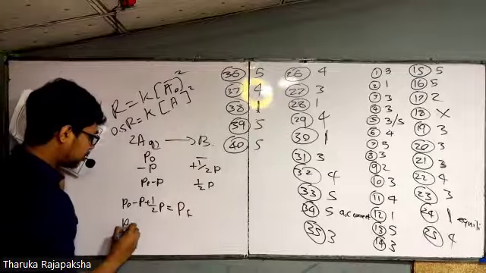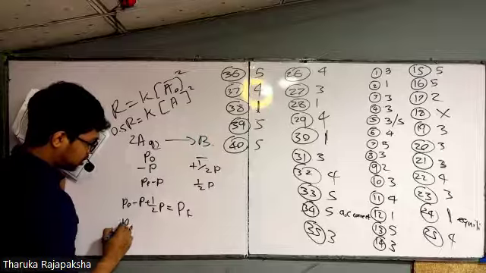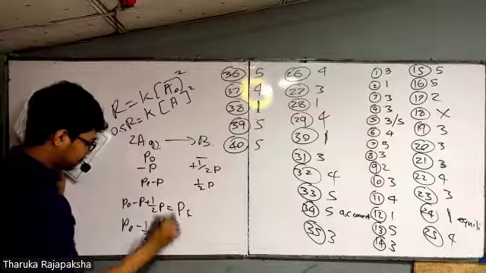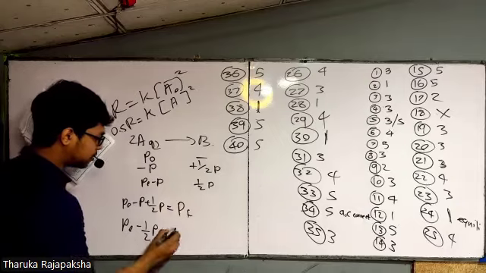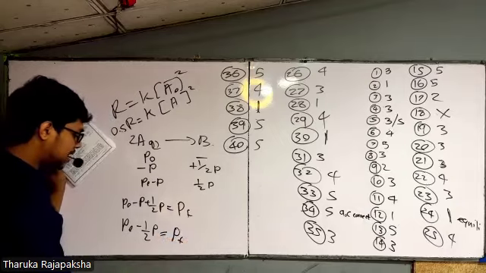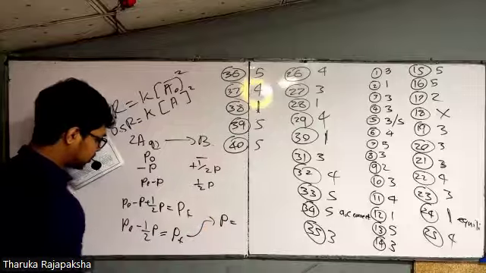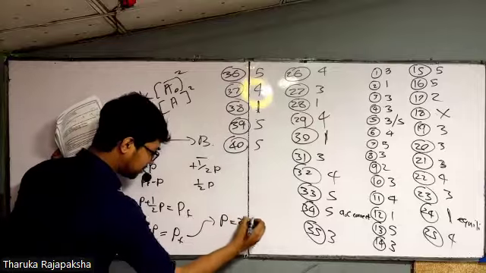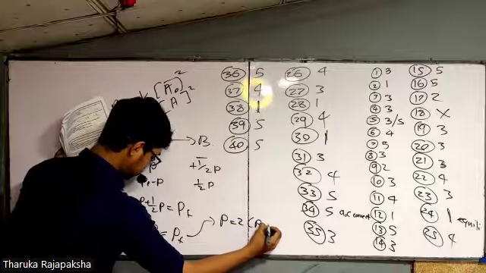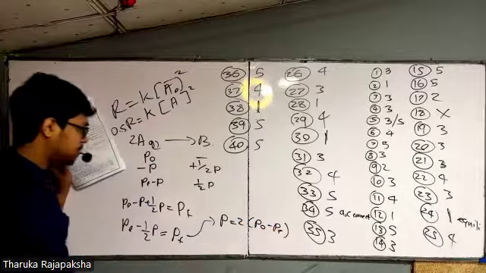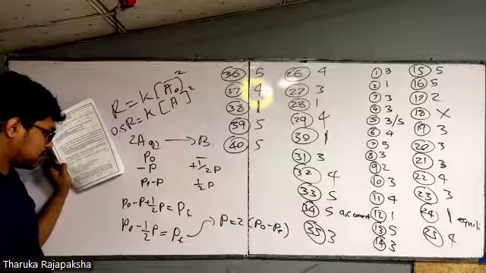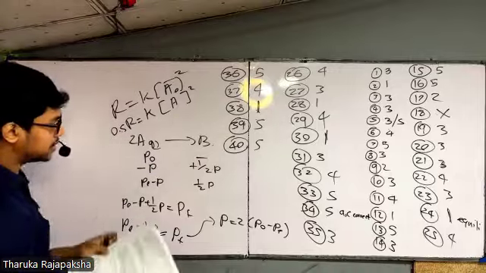So P naught minus half P equals PF. Then I can subject P out of this. P is equal to 2 times P naught minus PF. 2 times P naught minus PF.